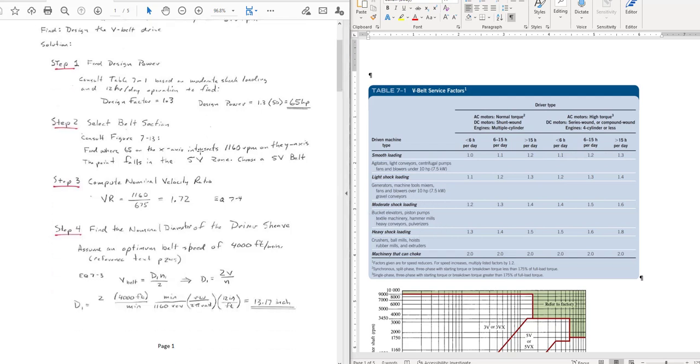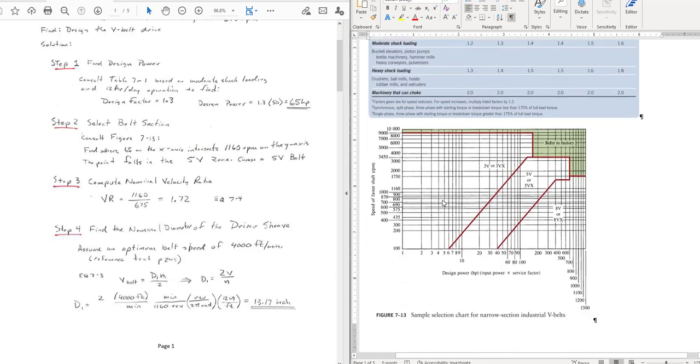Our next step is going to be to select the belt sections. There are several sizes of V-belt drives, and based on these rated powers, we need to pick the proper section of the V-belt drive. In this textbook, we talk about 3Vs, 5Vs, and 8Vs. Okay, so to do the belt selection, we're going to look at figure 7.13. What we have is a logarithmic scale on the x-axis of the design power. That's the one we just calculated, and the speed of the faster shaft, which we know is 1160 RPMs.